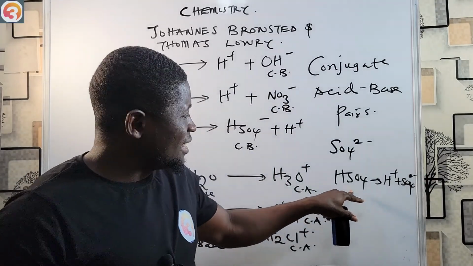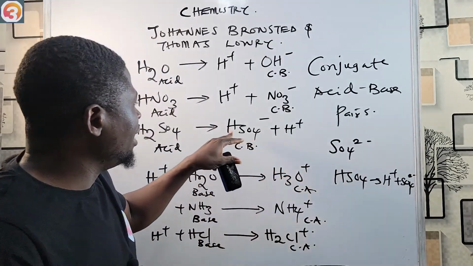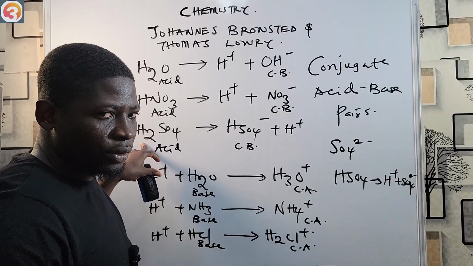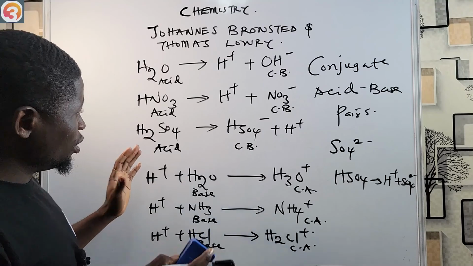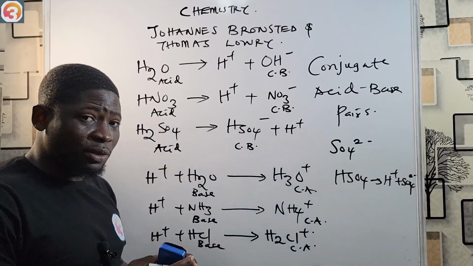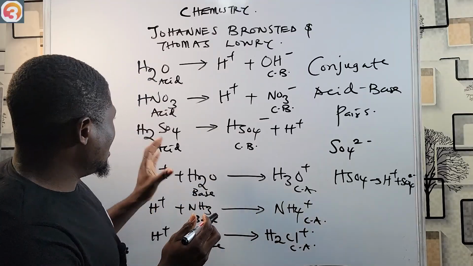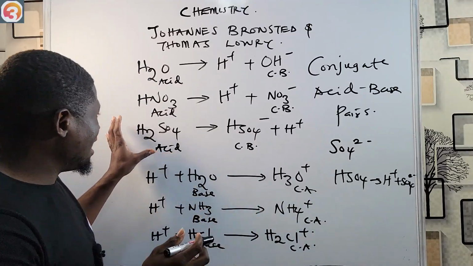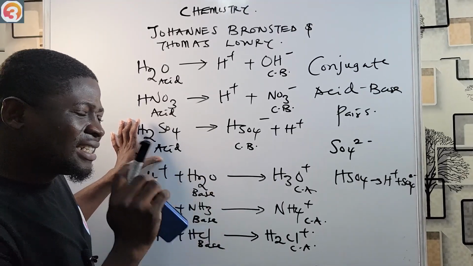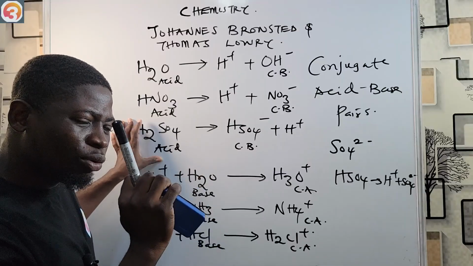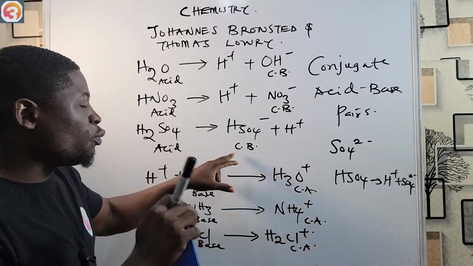So this SO4 2 minus is the conjugate base of HSO4 and not the conjugate base of H2SO4. That clears the eye, right? It clears the eye because it now shows that the difference between an acid and its conjugate base is one proton. An acid is more than its conjugate base by one proton.